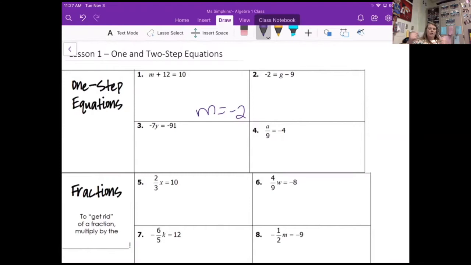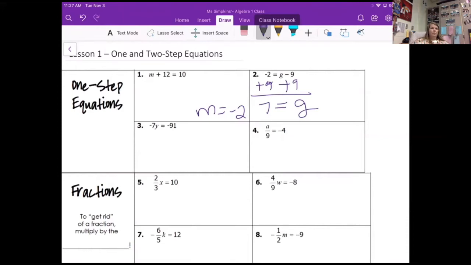So number 2, -2 equals G minus 9. If we're solving this, and I'm not going to answer this question until someone comes up with it, we want to do the opposite of -9, which would be to add 9. And since it's an equation, we want to do it to both sides. -2 plus 9 equals 7. So 7 equals G, or G equals 7. Am I done?